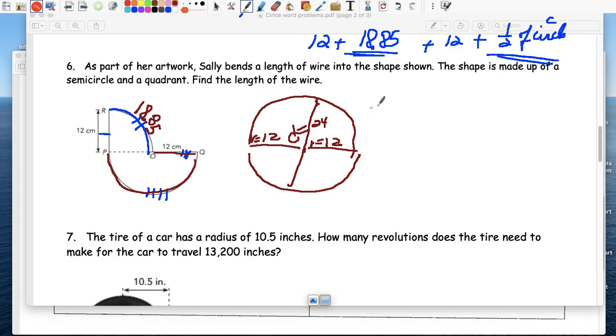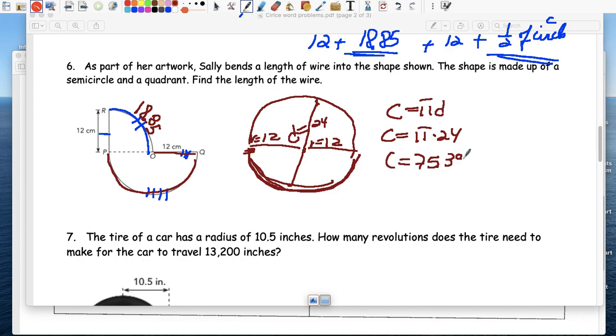So C equals pi d. C equals pi times the diameter, which is 24. So let's do 24 times pi. Enter. And then, remember, I'm only interested in the bottom half, right? I don't want the full circumference. So the full circumference, we already know it's 75.39822369, right? And this time around, I'm going to divide that by 2.